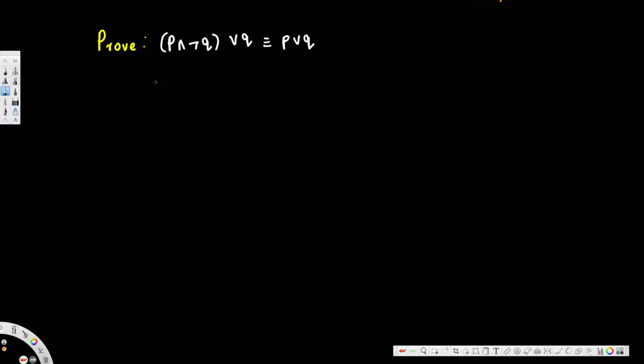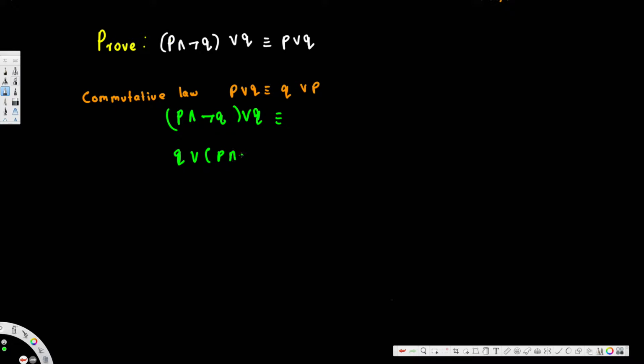The first thing is I'm going to use commutative law. Commutative law says when we have something or another, let me write with examples. Commutative law says, for example, if we have P or Q, that can be written as Q or P. So I'm going to do the same thing right here. I'm going to just switch this one around. We have P and not Q, or Q. That's what we are going to prove is equal to this one. Now if I use the commutative law for this one, it will be switched around, so it will become Q or P and not Q.